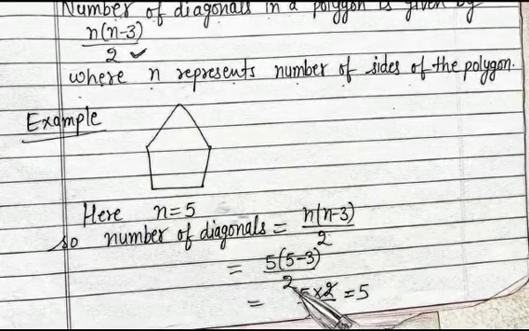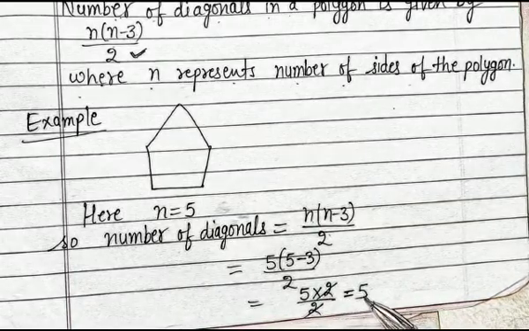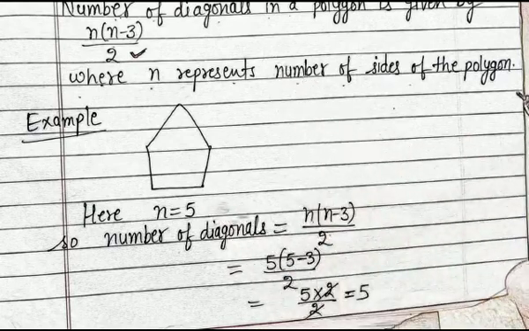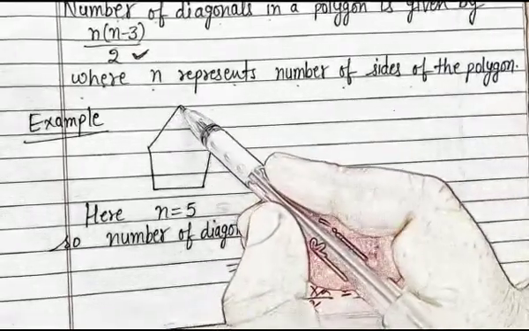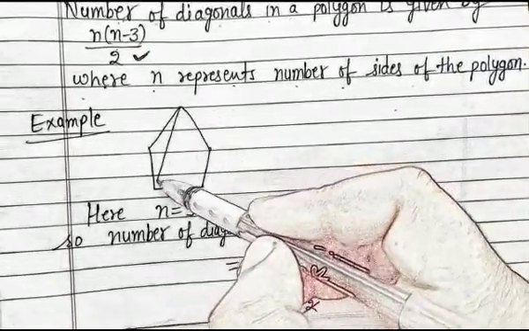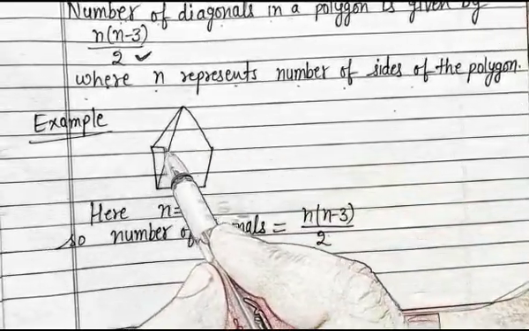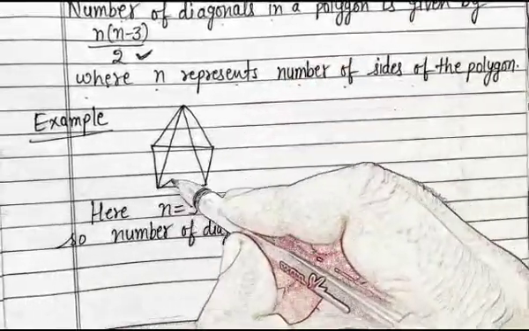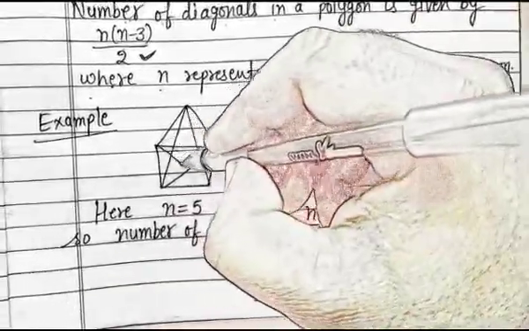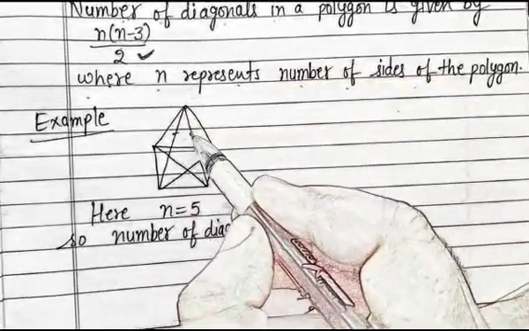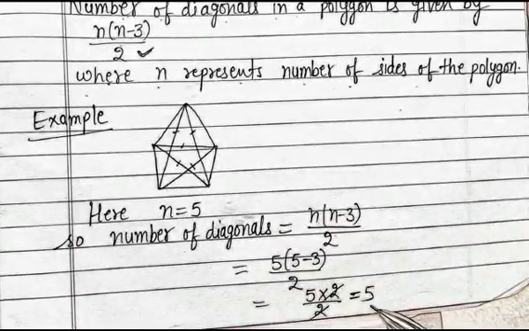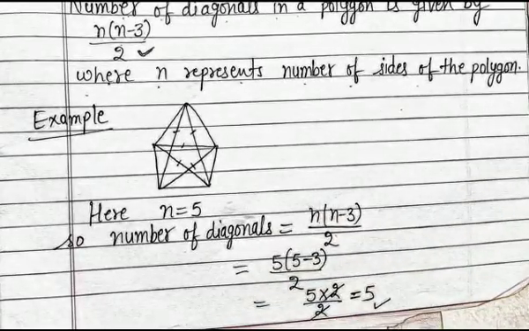So 5 into 5 minus 3 upon 2. 5 minus 3 is 2. 2 and 2 gets cancelled. 5 is the answer. So it means this will have 5 diagonals. If you want to verify this by joining diagonals, you can verify. If we draw number of diagonals here, now count them, 1 2 3 4 5. So it means there are 5 diagonals here also. As you can see, there are 5 diagonals.